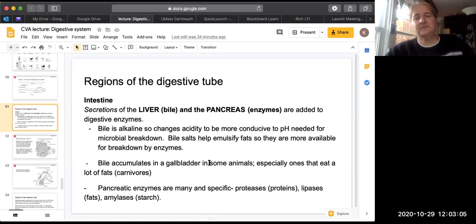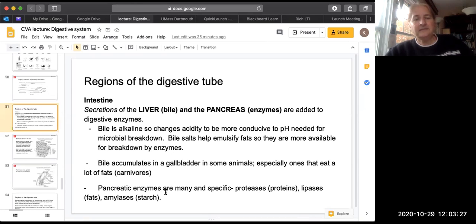In some animals, there's a gallbladder, like we have a gallbladder, right? So the bile accumulates in the gallbladder so that when it's needed, it kind of just gets squirted into the gut and through the bile duct. And it's especially needed in animals that eat a lot of fats, like carnivores.